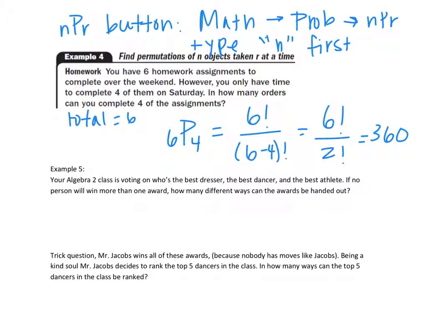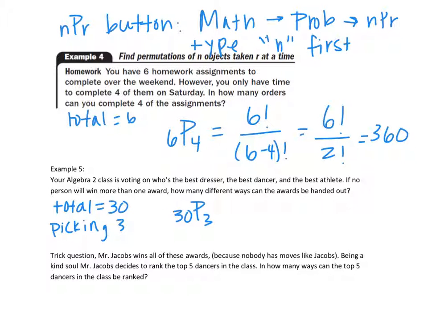All right, just a couple more here. In our Algebra 2 class, we are going to vote on the best dancer, best dresser, and best athlete. So let's assume our total is, let's just say, 30. We are picking 3 different things.